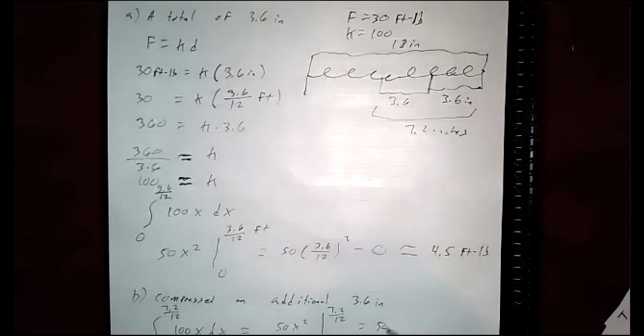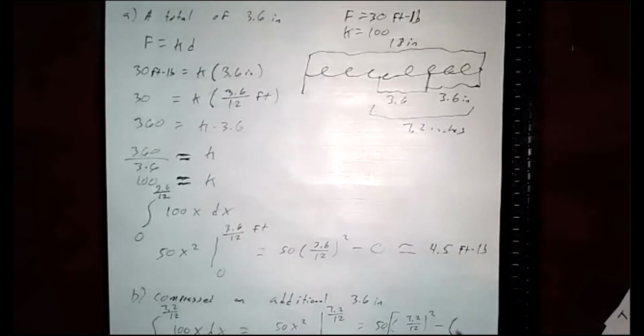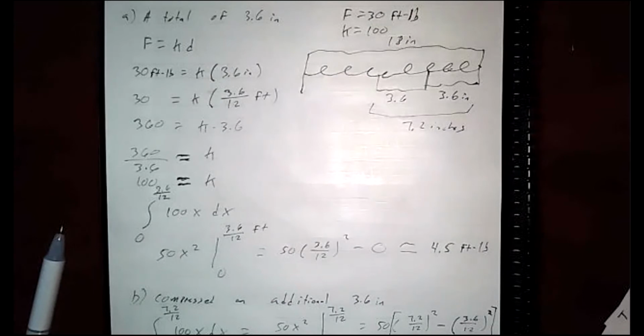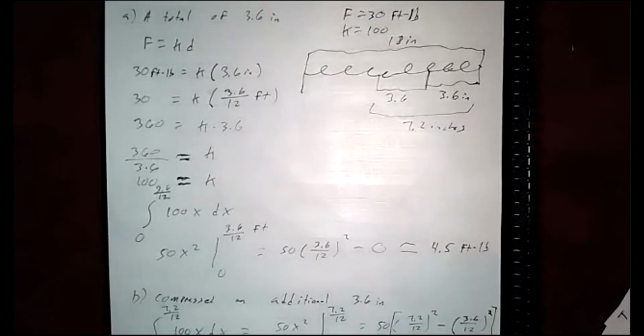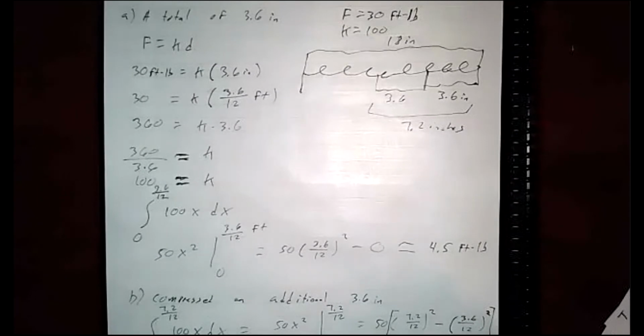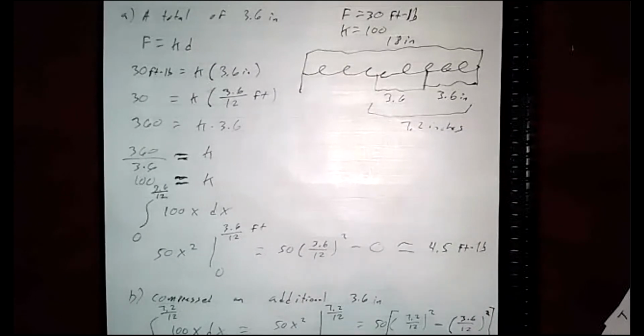which is 50 times 7.2 over 12 squared minus 3.6 over 12 squared. I'm going to factor the 50 out just to save space. Anyway, at the end you'll get some decimal, about 13.5 foot-pounds, or joules.